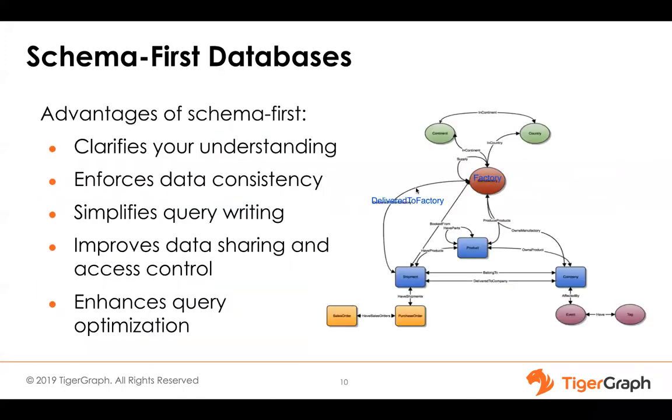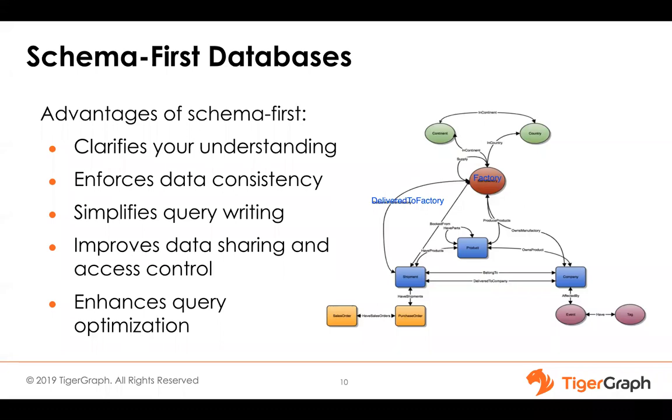So let's look at the category of schema first databases. That includes all relational databases. ER modeling was really developed around relational databases, and they are schema first. And the TigerGraph database is also a schema first database. So first of all, it clarifies your understanding. Again, the ER model is designed to be both a human aid and a computer aid. By thinking about the structure of your data ahead of getting too deep into it, you have a clearer idea of what you're trying to do.